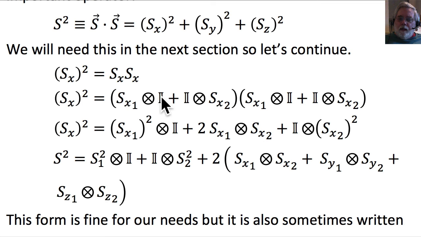Sx1 tensor I operating on this term is going to give Sx1 tensor Sx2, and that's also what we're going to get from this term, I tensor Sx2 operating on Sx1 tensor I. So we're going to get two copies of that. And then this term is going to operate on this last term, and we're going to get I tensor product Sx2 squared.